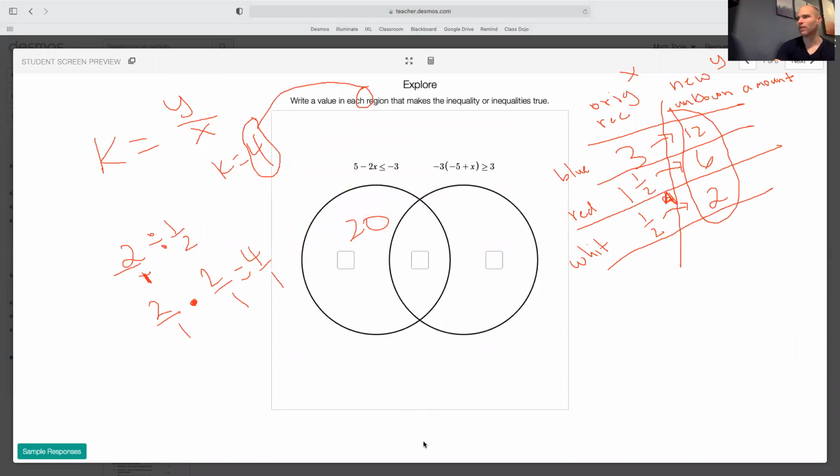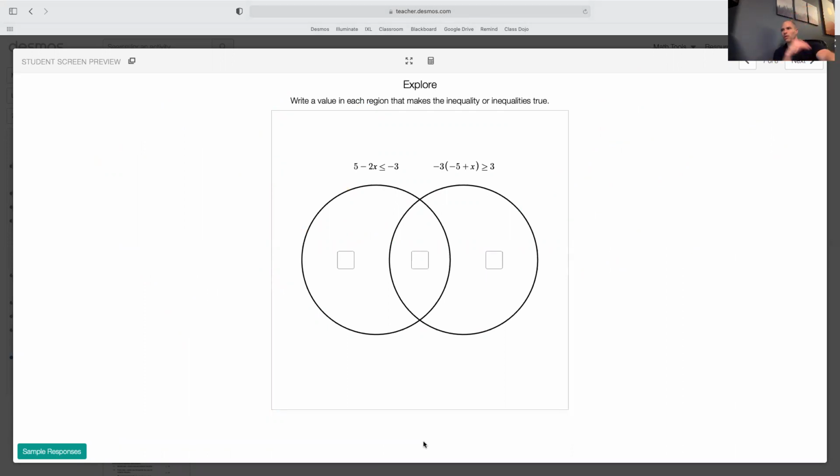All right, now screen 7, the Explore. So they want us to find a value that makes the left one true, a value that makes the right one true, and a value that works for both inequalities. I'm going to skip the idea of trying to find one that works for the left one and one that works for the right one, because if I find a value that works for both inequalities, I can just put that in all 3 boxes, right? Because it works for everything. So I'm just going to get straight to that. I'm going to solve both of these inequalities, and then it should be relatively easy to figure out a value that works for both. So I'll solve the left one over here in green.